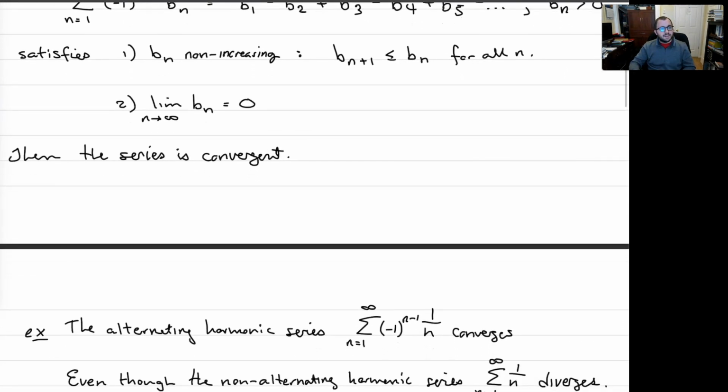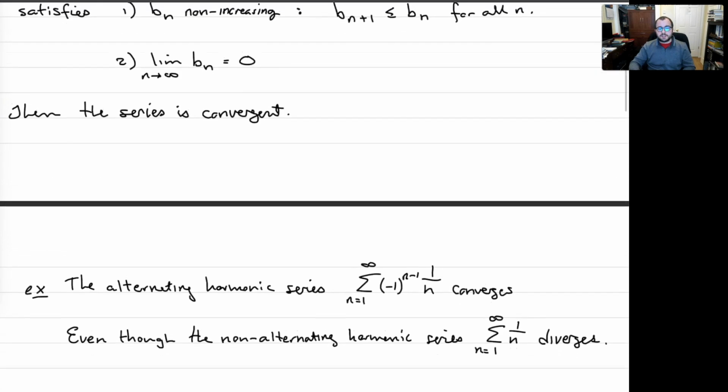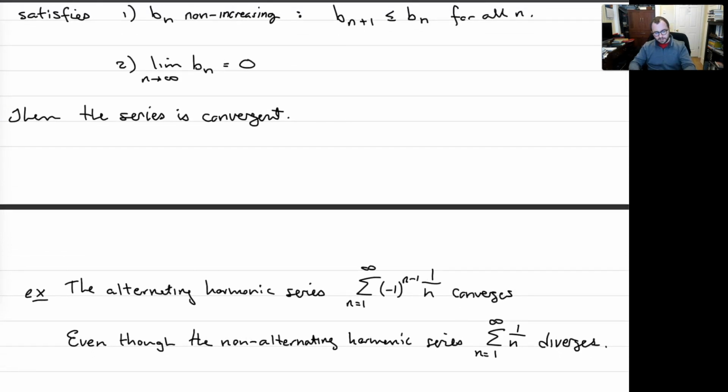Let's look first at the alternating harmonic series. So you've got 1 over n, and you alternate it. I claim, and I'm going to show you in a second, that this is a convergent series, even though the non-alternating harmonic series, 1 over n, is a divergent series. In fact, it's the first example of a divergent series whose terms go to 0.